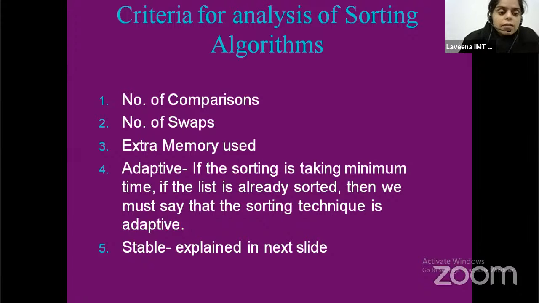The fourth criterion is adaptive. Adaptive means that if the list is already sorted and the sorting takes minimum time, then we say the sorting technique is adaptive. If I don't have to sort the data elements in our array list because it is already sorted, in either ascending or descending order, then we can say it is adaptive. Stable, I already discussed the stable property.